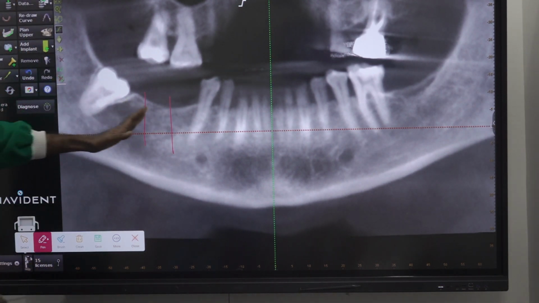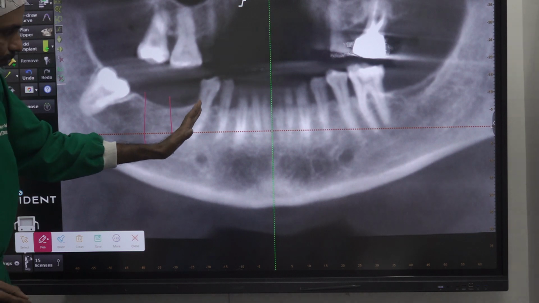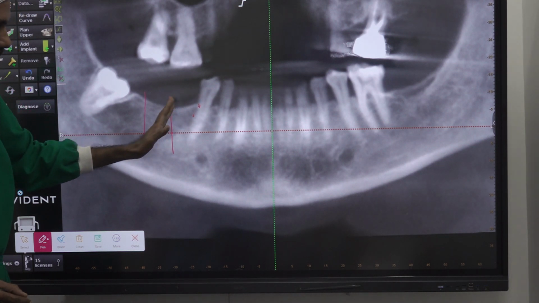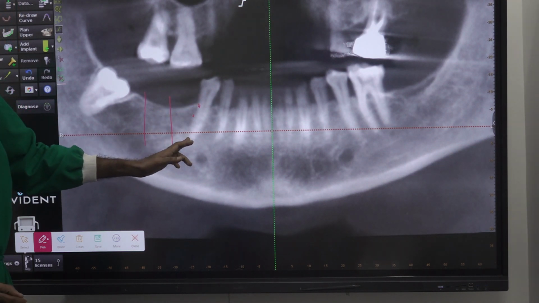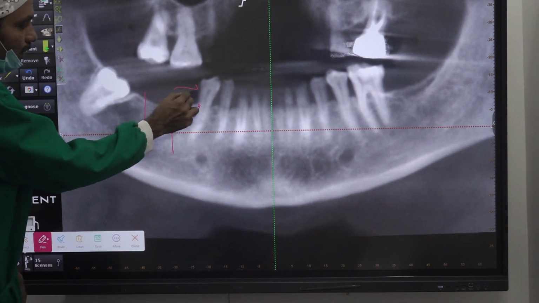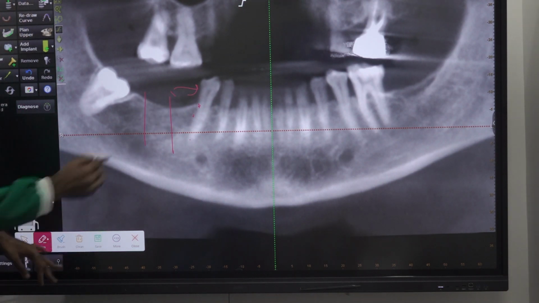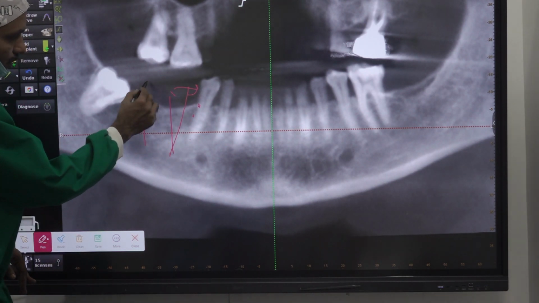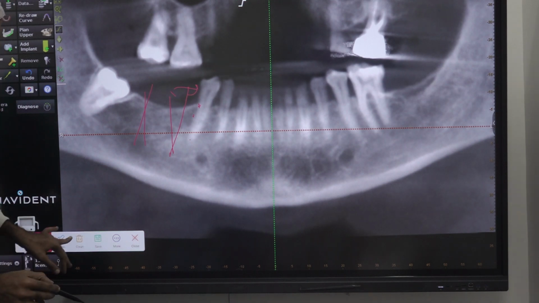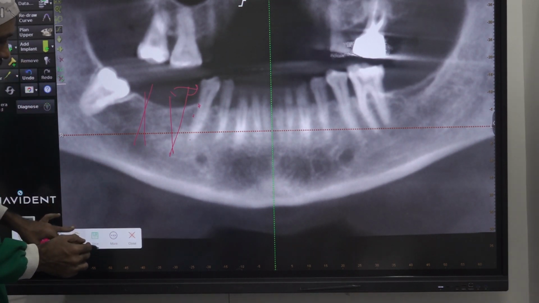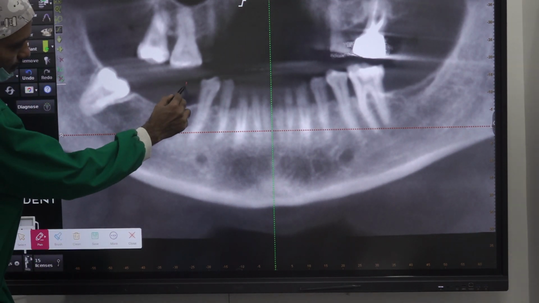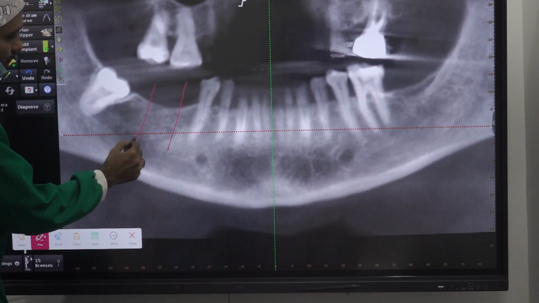If you place the implant straight, we have to start the drilling very much away from the tooth, so that we are not touching the root apex. So this distance will increase. Otherwise we have to do it like this, with a slightly mesially tilted implant. So that will be a better plan. So, mesially tilted 2 implants.